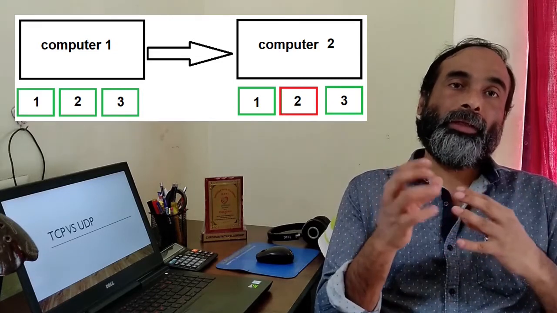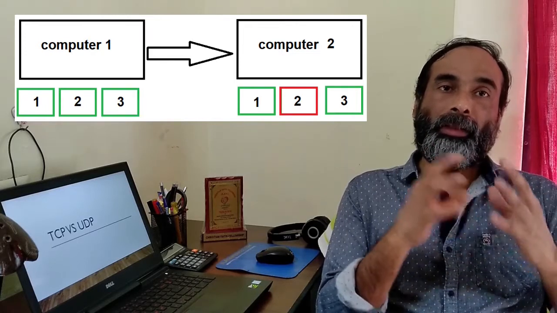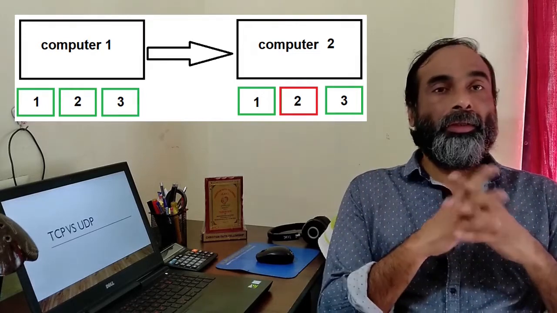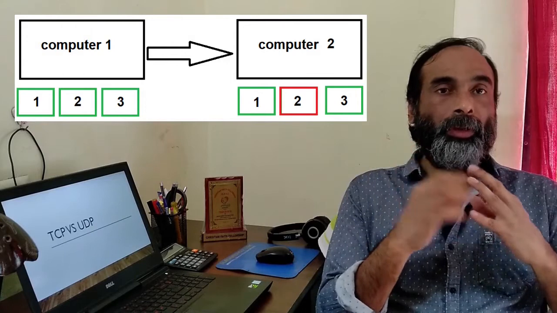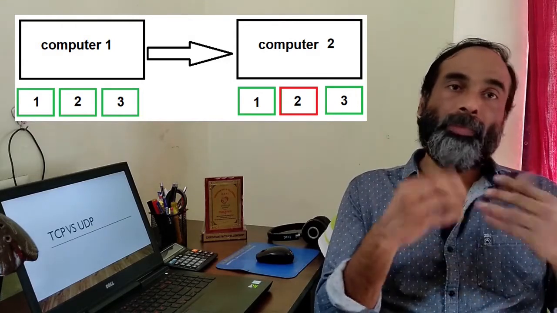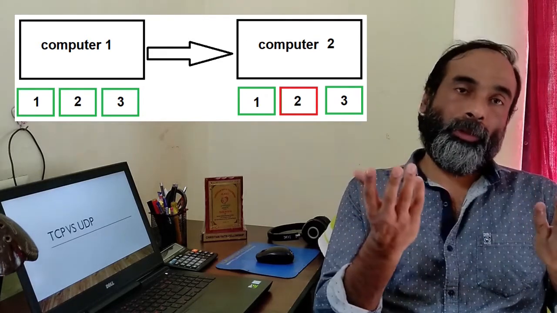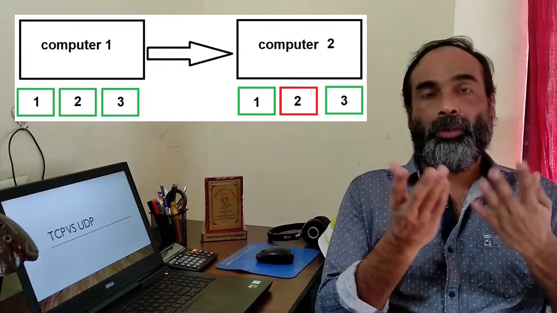So that is another difference between TCP and UDP. TCP makes sure that whatever data it is sending is received by the receiver. But UDP won't give you any guarantee. When you are sending data, the receiver may receive it or it may not receive it. That is the receiver's problem. So that is another difference between TCP and UDP.